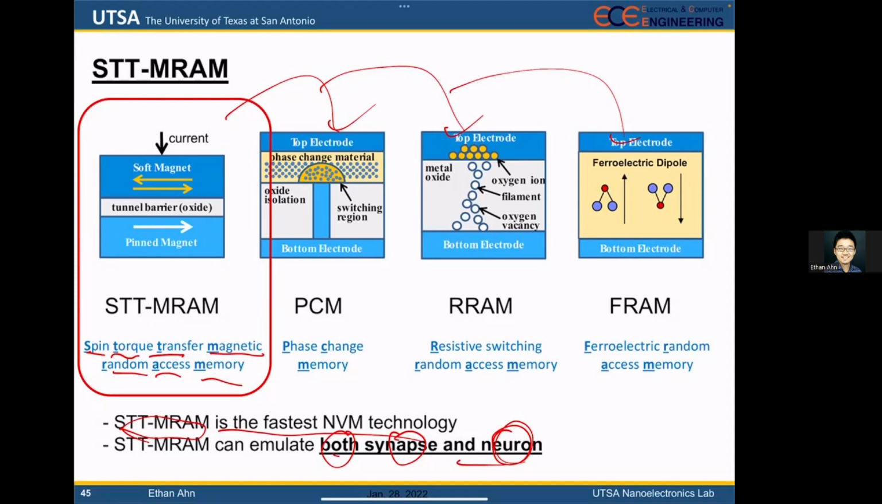Because the neurons should generate some oscillating signals. And in order to make the signal oscillating, because this RM and PCM are basically resistors, right? So it's a kind of variable resistor, as from basic circuit courses, you need some capacitance or inductance, those kinds of circuit elements, to create an oscillating signal. So that's why RM and PCM can mostly be used for synapse only, but STT-MRAM can do both, synapse and neuron.